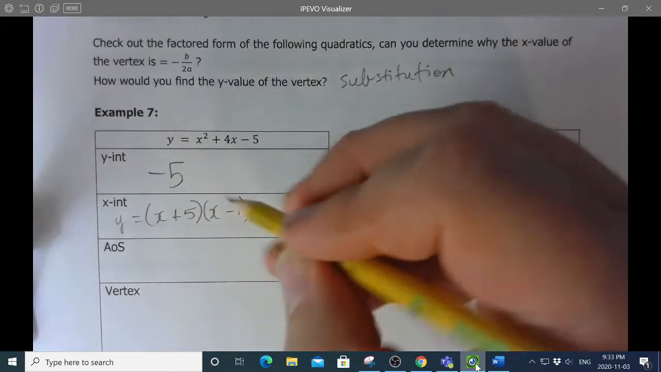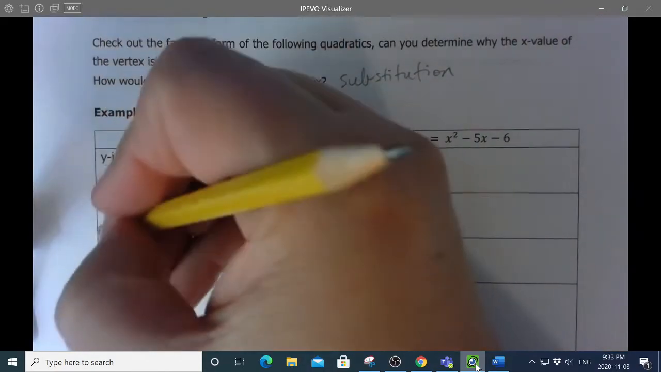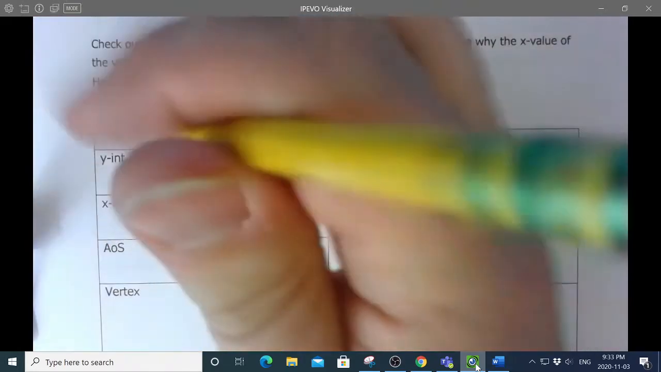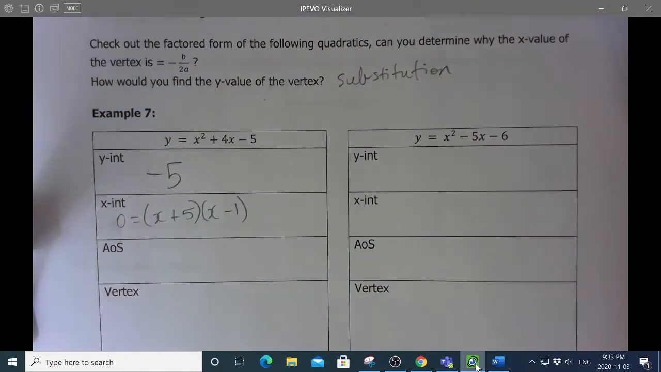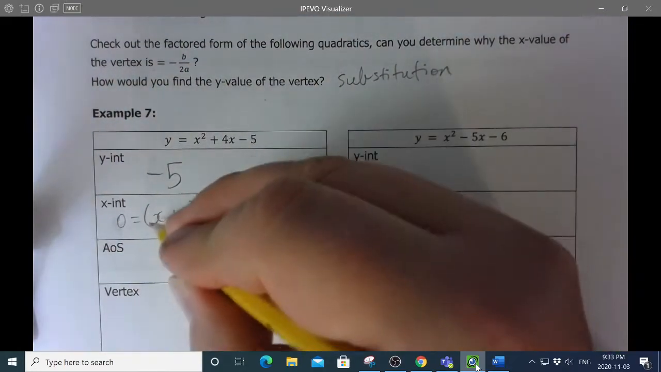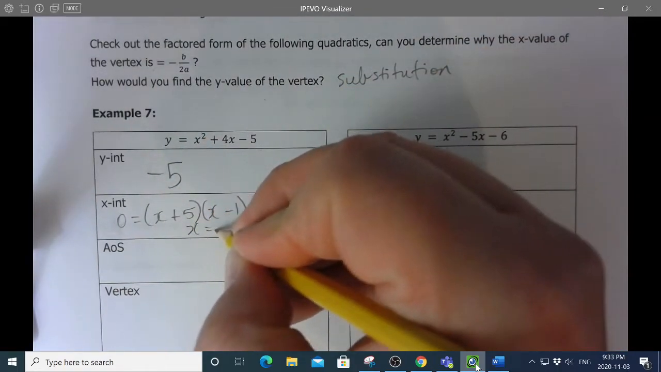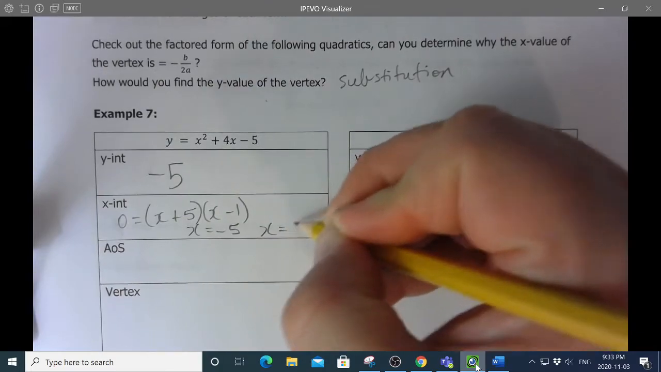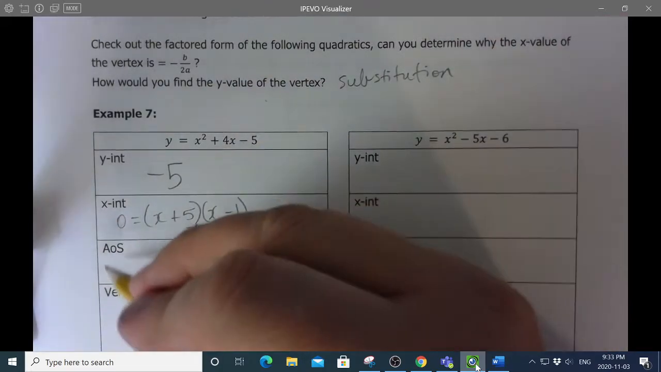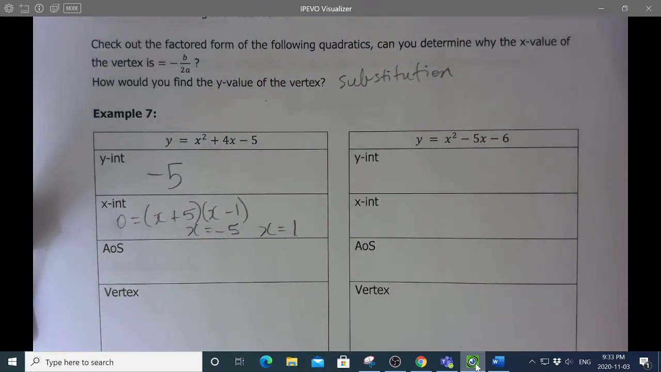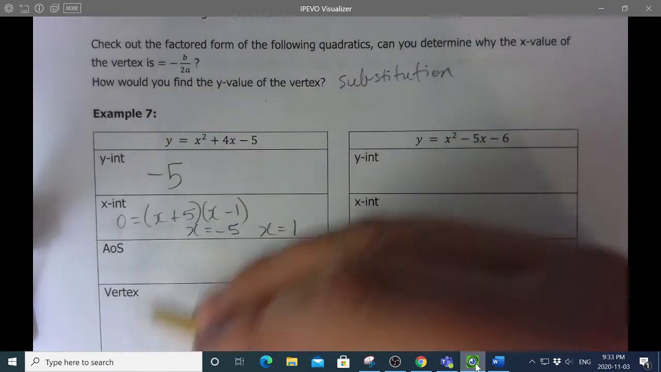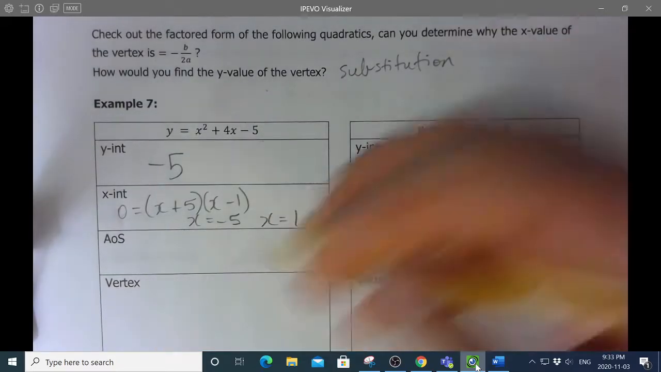So that means that of course, my x-intercept happens when y is 0. I meant to write a 0 there. So if y is 0, and that's the factored form of this quadratic, I could say x is -5 and x is 1. Axis of symmetry. Well, to get the axis of symmetry, I'm first of all going to have to find the vertex. So I probably should have these in a different order.